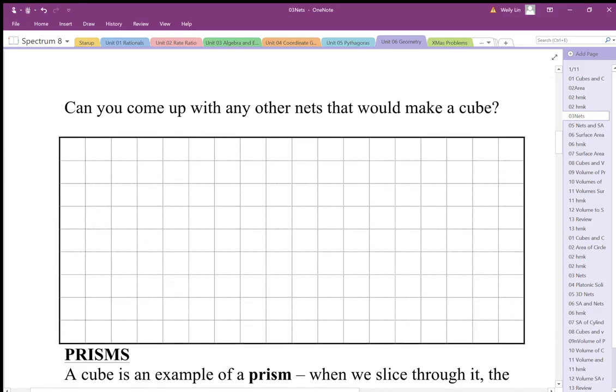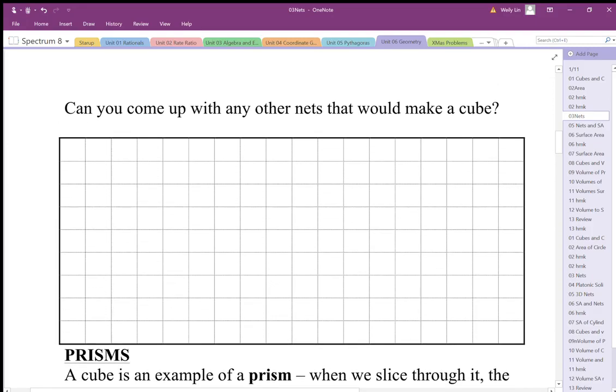So what are some nets that we can make of a cube? I want you to draw them out. There's actually 11 of them, and one of them is the one that we just did. We can draw a net like this where we have the 4 pieces, and that is a net.